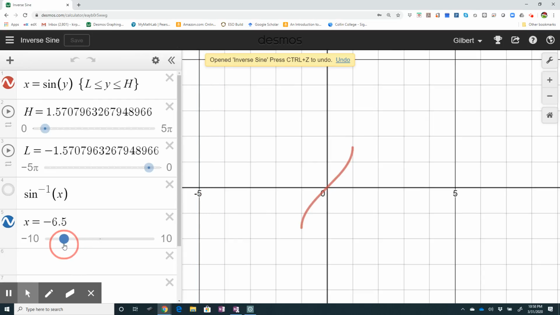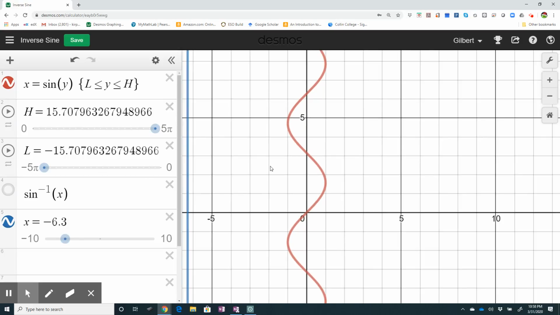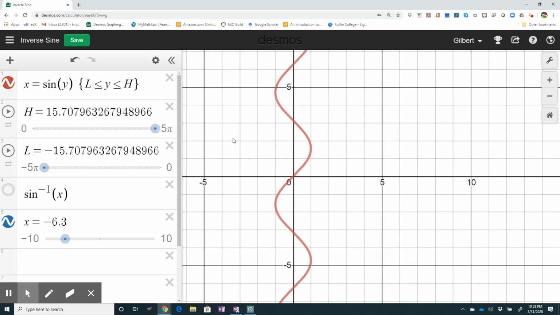Okay? So what we do instead is I'm going to go back over here. So what we do instead is we have our sine wave. What we're going to do is chop off part of the top and part of the bottom until it does pass the vertical line test.